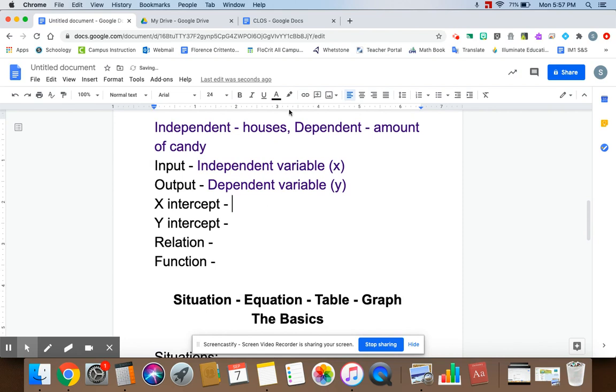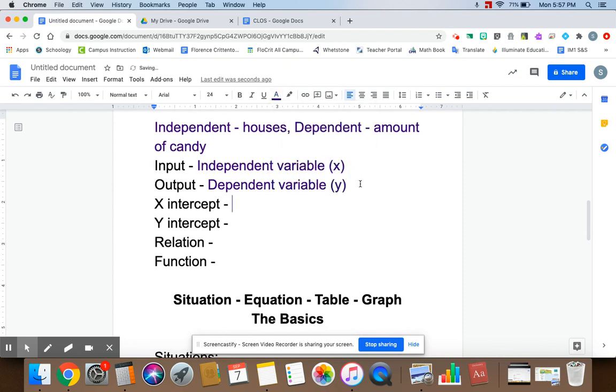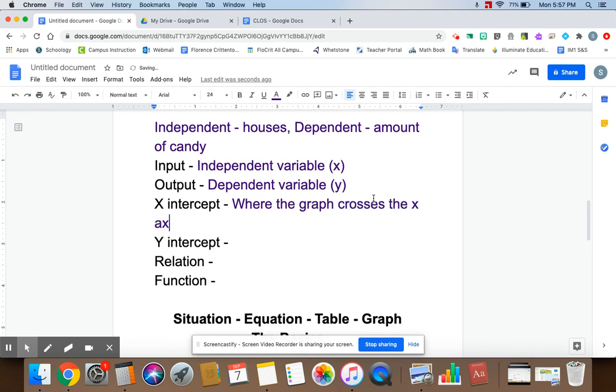So there's a few things that we're going to learn in this lesson that are more vocabulary words that I just quickly want to talk about, and then I'll explain them deeply later on. So x-intercepts, another way to talk about an x-intercept is where the graph crosses the x-axis.